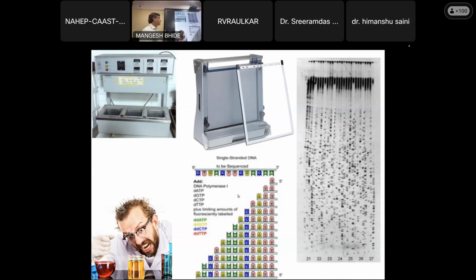So this is a typical old school Sanger sequencing. Do you know what this is? This is a PCR machine. I have seen this PCR machine actually, and I have worked on this kind of PCR machine.